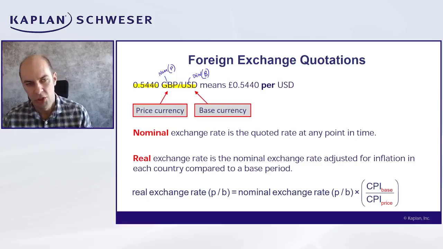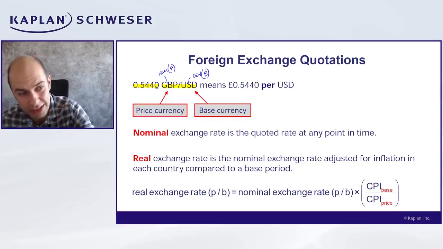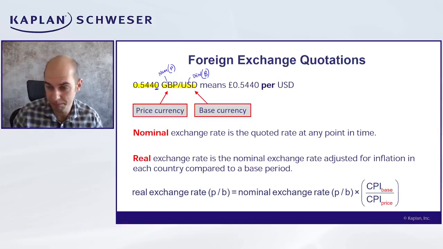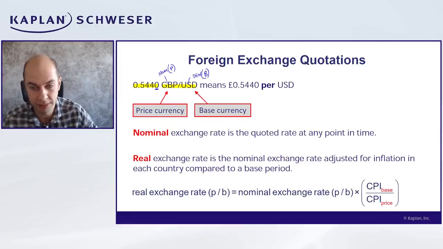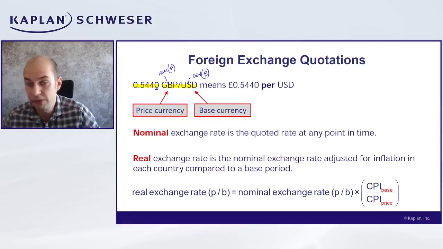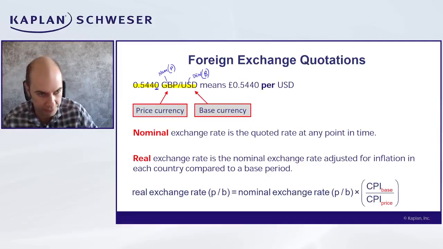Now, you should also probably know that the last decimal place here is known as the pip or the point, and that's going to become more important when we're measuring spreads later.